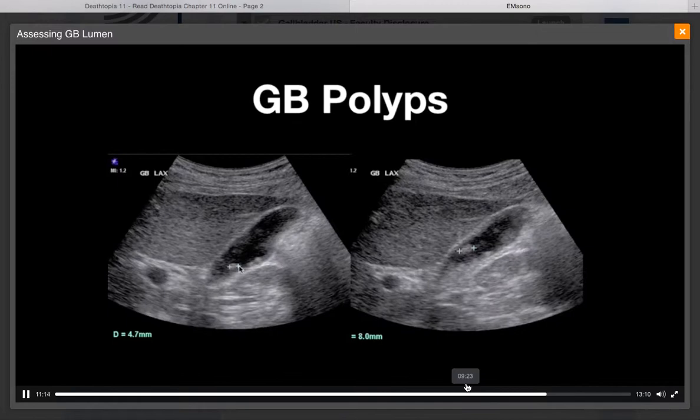Now, this patient was found to have multiple gallbladder polyps on the gallbladder exam. The largest polyp measured about 8 millimeters. This patient subsequently underwent cholecystectomy, and the polyps were all found to be benign. But you can see here that there's multiple echogenic foci. There's no posterior shadowing. These are non-mobile, and you can see that a lot of these are in non-gravitational regions.